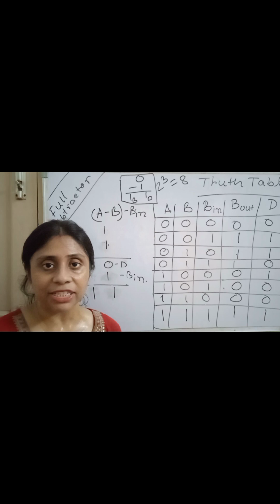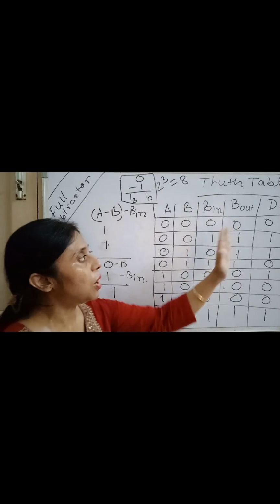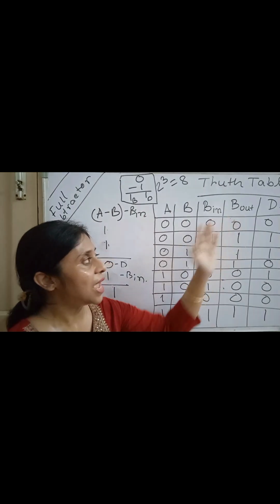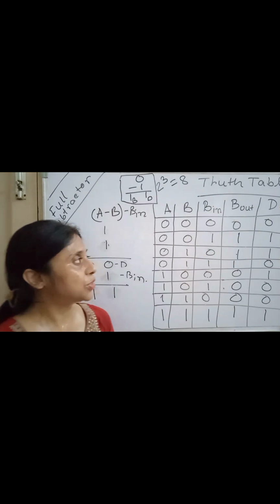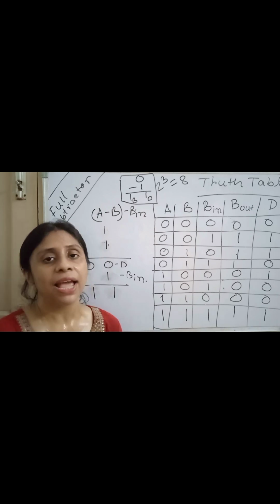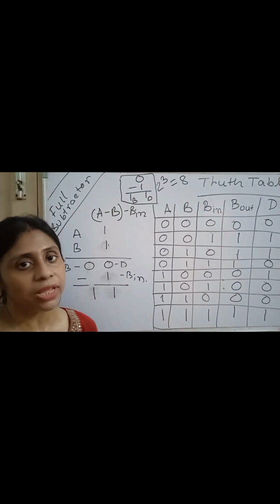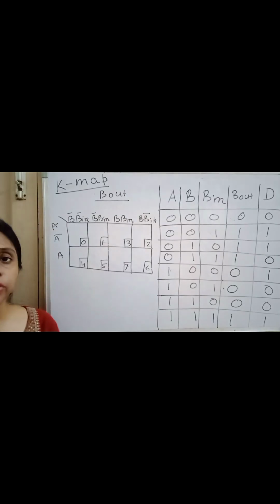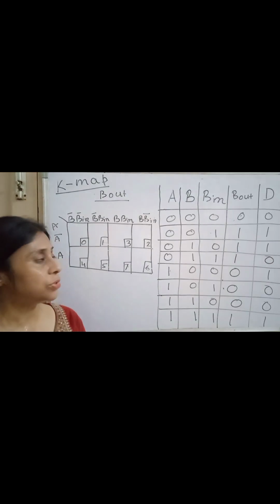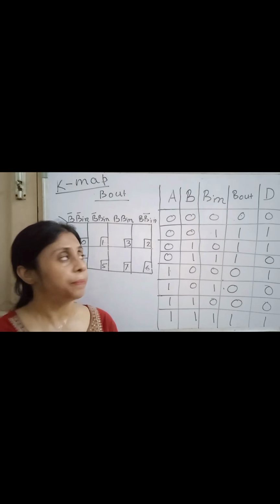Now we will move to the next part, that is to design the Kmap for each individual output line. Now here there are two output lines, one is difference and another one is B out. So we need to have two Kmaps. One is for difference and another one is for B out, right? So let's do the Kmap. First we will do the Kmap for B out and we will find out the expression for B out.